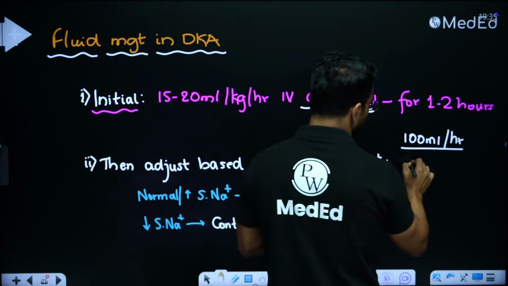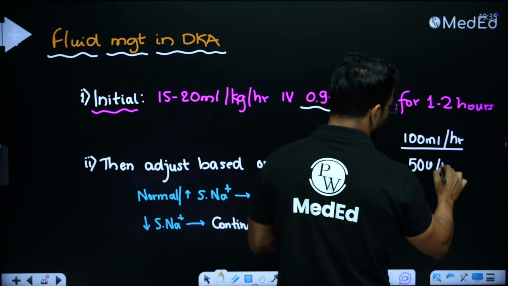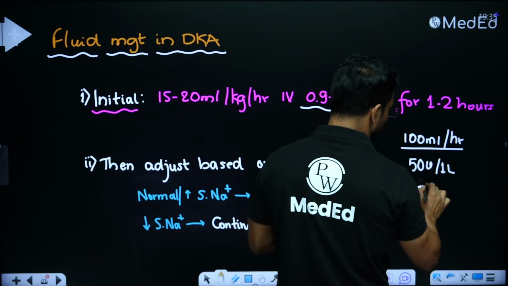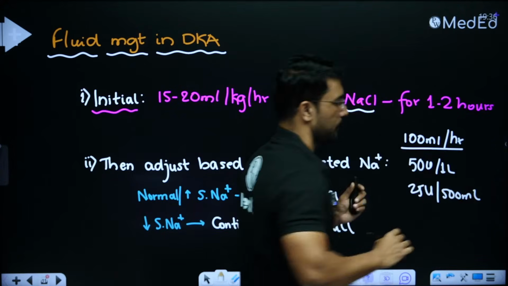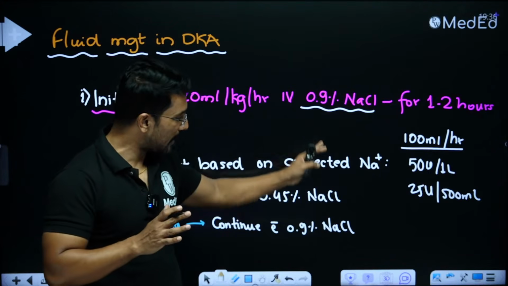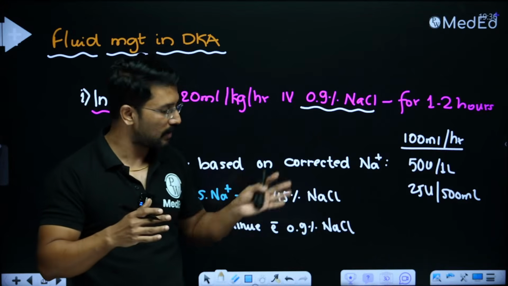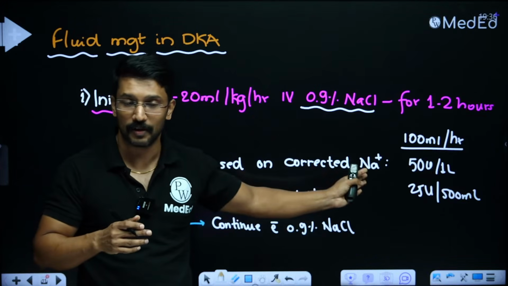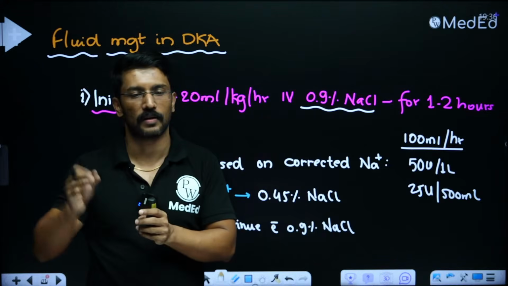Then what I should do? I should add 50 units of insulin for 1 liter of the IV fluid, or 25 units of insulin in 500 ml of IV fluid. So most of the hospitals, what we do is, because the maintenance fluid that we are giving, uska rate हम ऊपर नीचे करते रहेंगे depending on urine output, blood pressure and other parameters. तो हम एक parallelly separate insulin infusion start करते हैं, right?